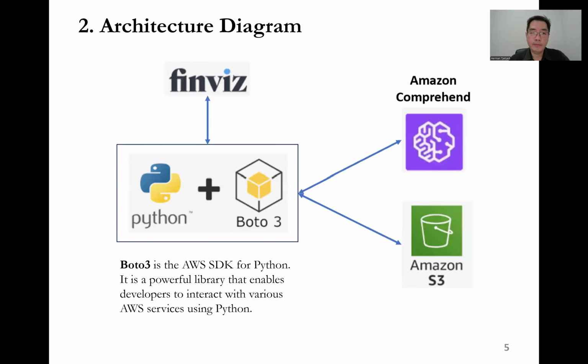So this is the architecture diagram that I use. Basically, it's very simple. I will use the AWS SDK for Python, Boto3, and the Python script to communicate with FinViz. That's the source of the news. And then also to communicate with the Amazon Comprehend to retrieve all the sentiment analysis scores from AWS Comprehend. And then I will also use Boto3 to interact with the Amazon S3 bucket because I want to save the sentiment score analysis and the plot into Amazon S3 so that I can use it for future reference. Okay.